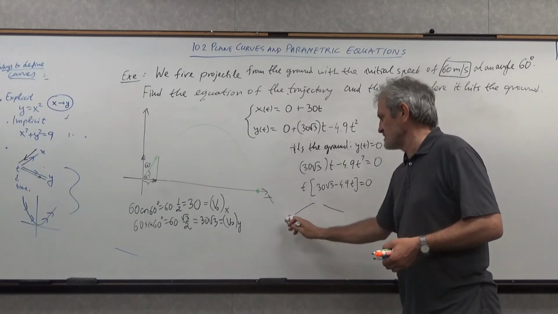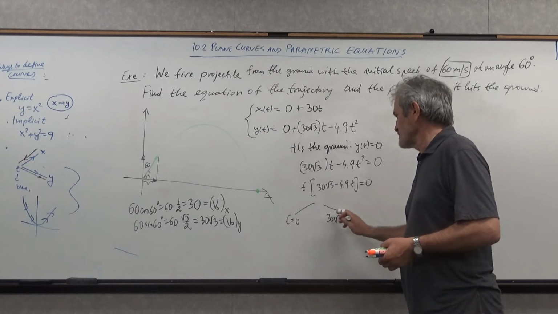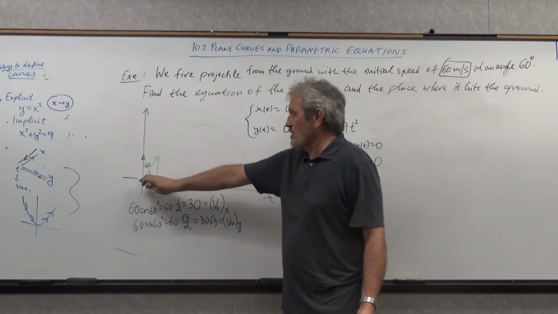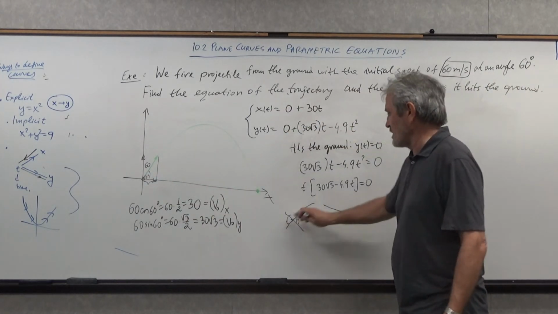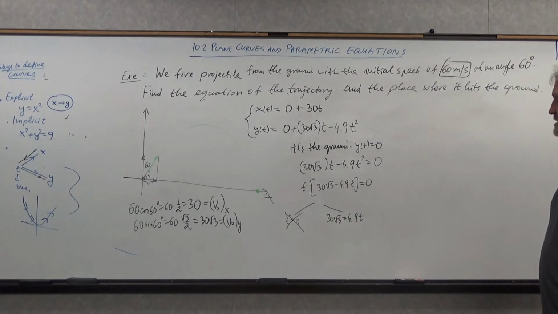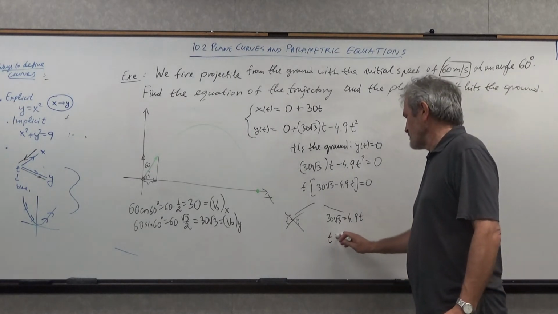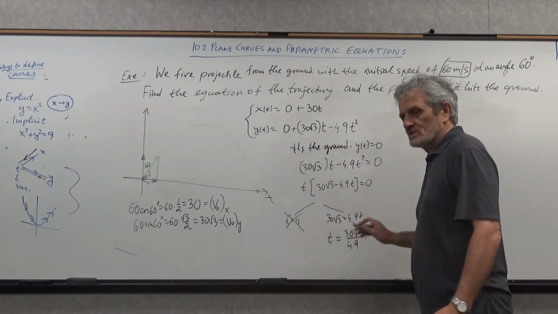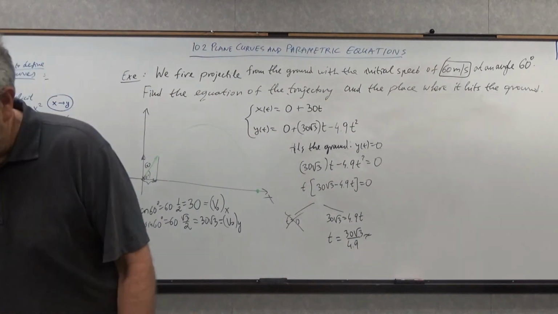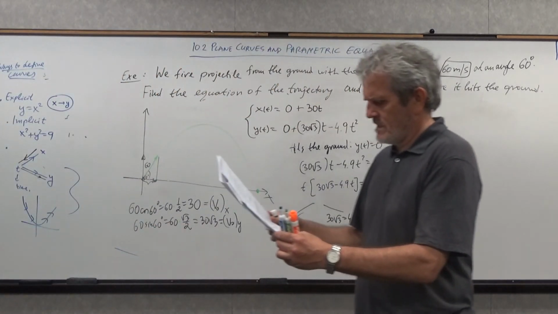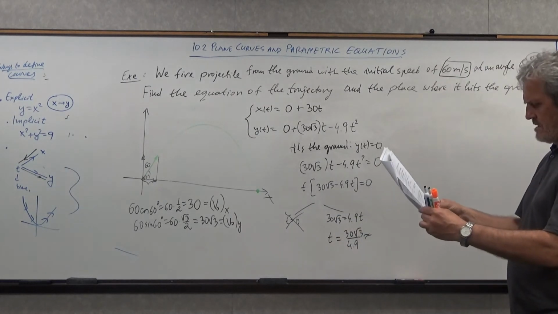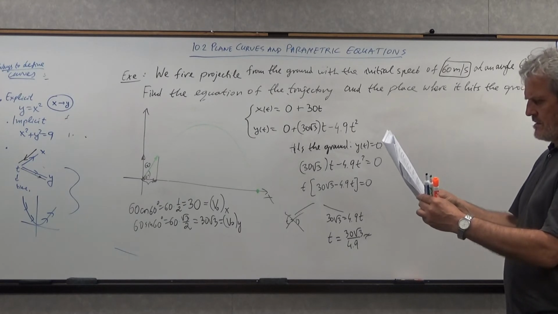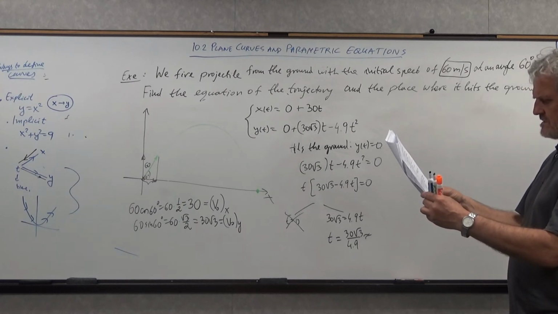When you solve this, it's either t equals 0 or 30 root 3 equals 4.9 t. T equals 0 is just the moment when we were on the ground here. So that's not what we are asking for. So next time when we are on the ground, this is the moment. So we see that t equals 30 root 3 over 4.9, which is approximately, okay, in my notes I took that.